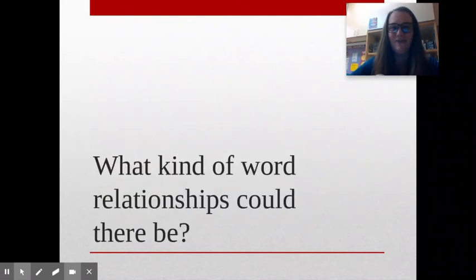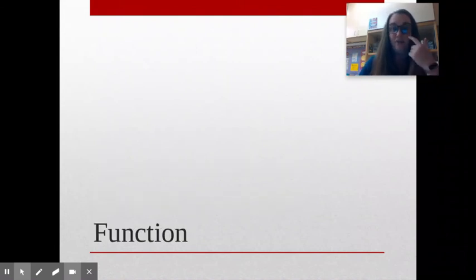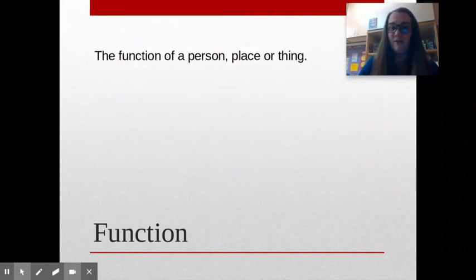Here we go. Aside from opposites, though, what kind of word relationships could there be? Now, I know a lot of us find opposites really easy, so I want to talk about some other relationships that could come up. For example, function. When we talk about function, what I mean is the function of a person, a place, or a thing, or what that item is meant to do.